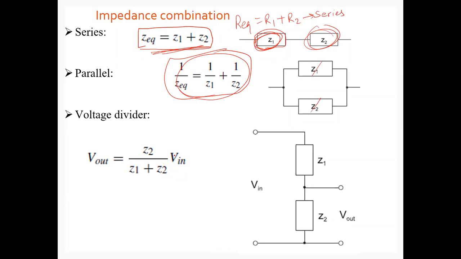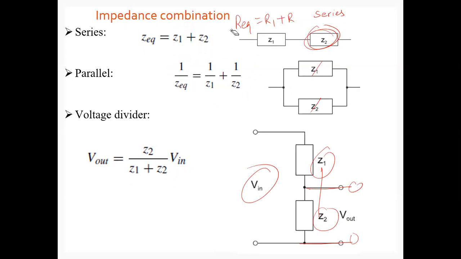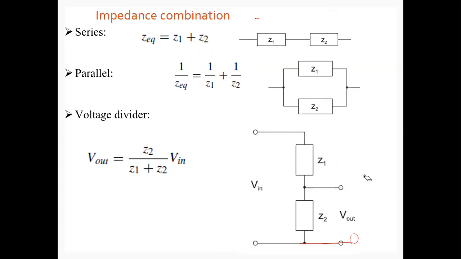And the voltage divider also follows the same rule again. Voltage divider, V out equals, it's the same rule again. If you want to find the voltage across here, then it's G2 over G1 plus G2, then V in. So that's the voltage. It's the same thing again. You just replace R by Z. That's all. It's the same rule again.